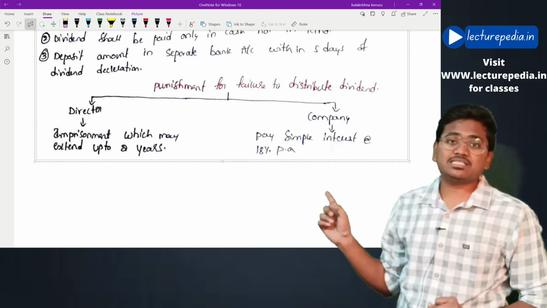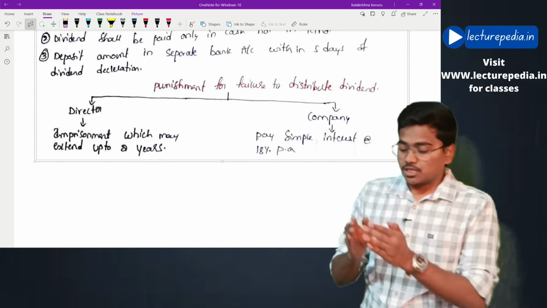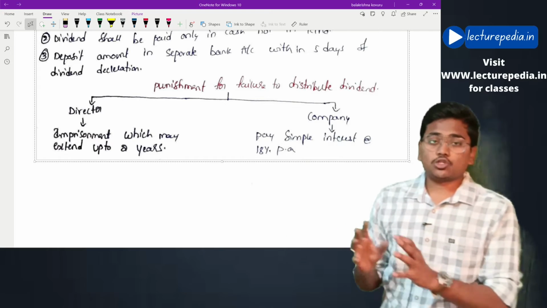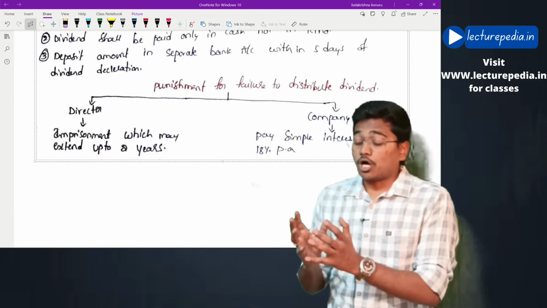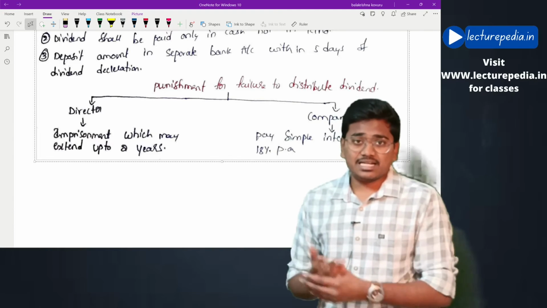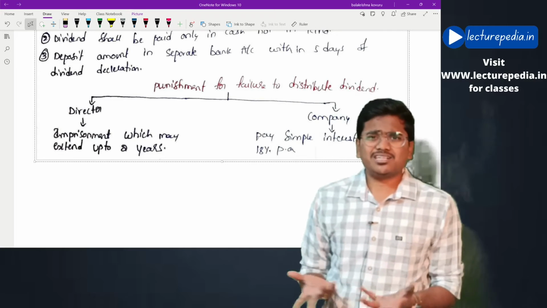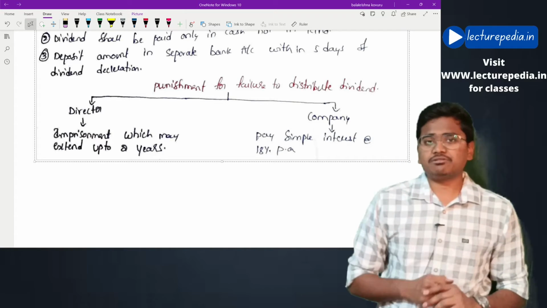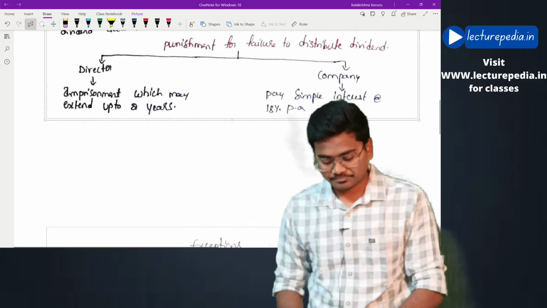This punishment is related to that. You are not paying a declared dividend, then what is the punishment? It is not talking about what if the company doesn't declare the dividend. If the company doesn't declare the dividend, there is no punishment, because it is not mandatory for the company to declare the dividend. Please remember this.